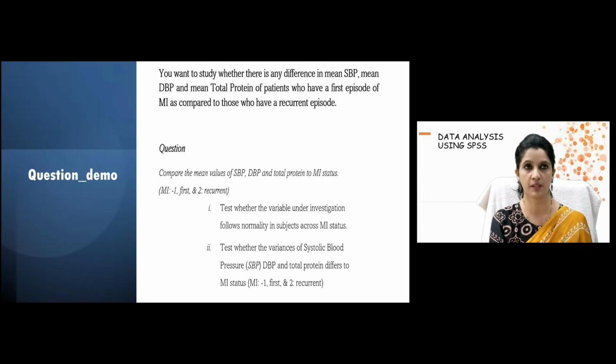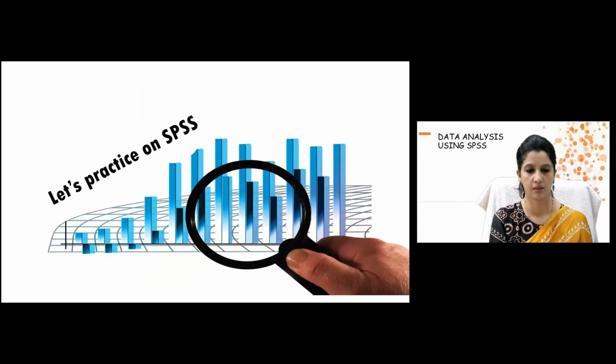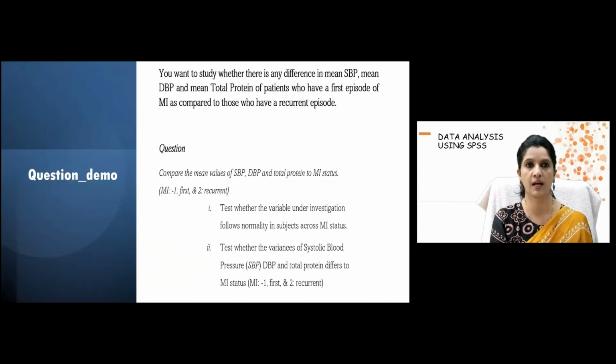So this is the question. Before I go for the demo, the question is, I have to compare the mean systolic blood pressure, diastolic blood pressure, and total protein across the two groups, that is the first order MI and recurrent MI. I have to test whether the variable under investigation follows normality or not, and to see whether these two groups differ in terms of mean value.